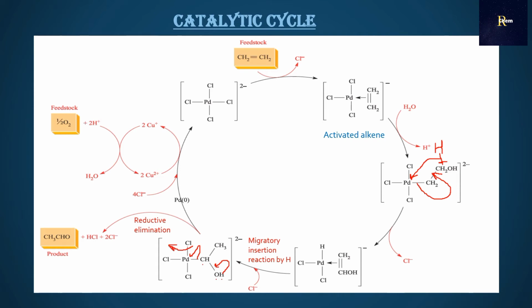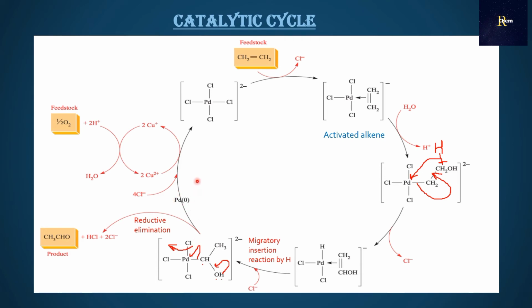And what we get finally is acetaldehyde formation, because there will be a double bond formation, and this H is shifted to this position, and here is the formation of acetaldehyde, which is coordinated to the platinum. So finally, by the reductive elimination, the product we get is the acetaldehyde with HCl and Cl2 minus, and the platinum 2 plus is changed to platinum 0.